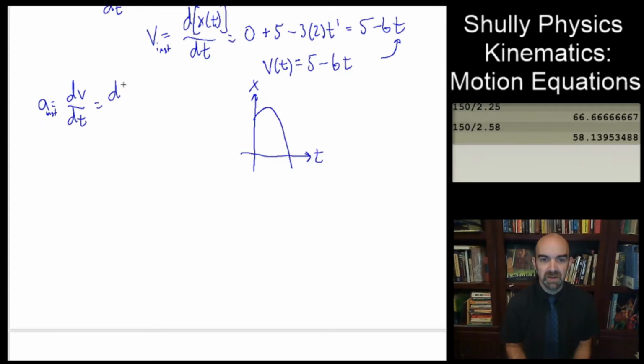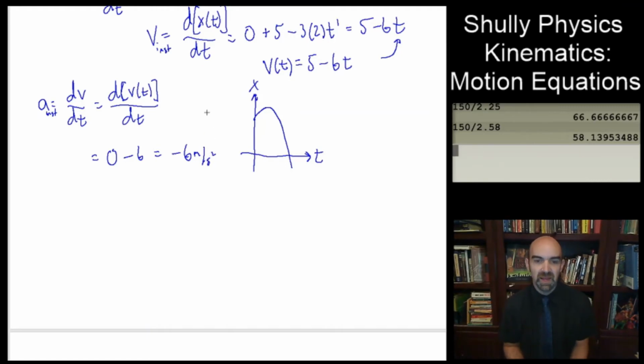So if we take d of that v(t) function with respect to time, then we're going to take the derivative of this 5 minus 6t function. Derivative of 5 is 0. Derivative of negative 6t is negative 6t to the 0 power, which is negative 6. So this acceleration is a constant. At 1 second, it's going to be negative 6. At 2 seconds, it's going to be negative 6. At 18 seconds, it's going to be negative 6 meters per second squared.